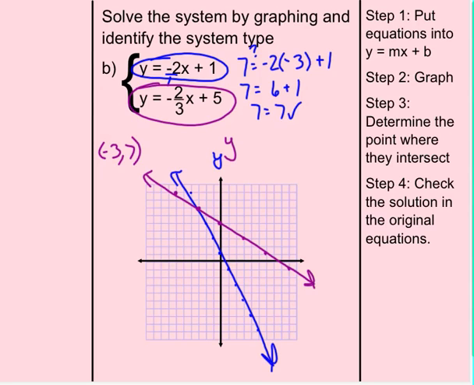Substituting into my purple line, whoops, we need to actually substitute, so instead of y, we've got 7. My x is negative 3. Now, a lot of you like to turn that into a fraction. Notice I have a 3 in the numerator and denominator, so I'm just going to go ahead and cancel those. Negative 2 times negative 1 is 2. Does 2 plus 5 equal 7? Yes. So that is the solution of my system.